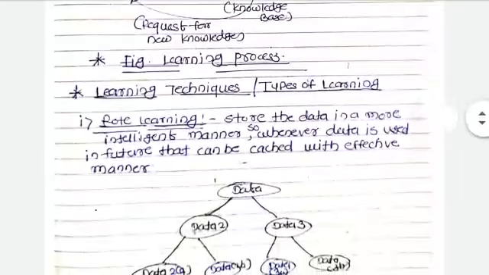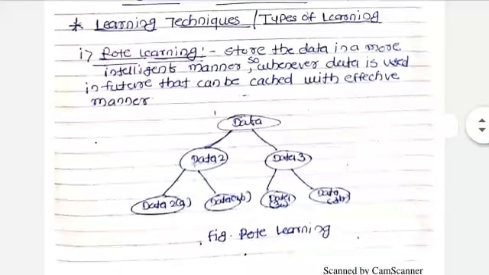This is the learning process. Now, there are different types of learning techniques. The first one is rote learning, in which the data is stored in a more intelligent manner, so whenever the data is used in future, it can be cached effectively. Suppose we have data, and we manage data 2 and data 3, data 2a, data 2b, up to data n; the same funda is applicable.